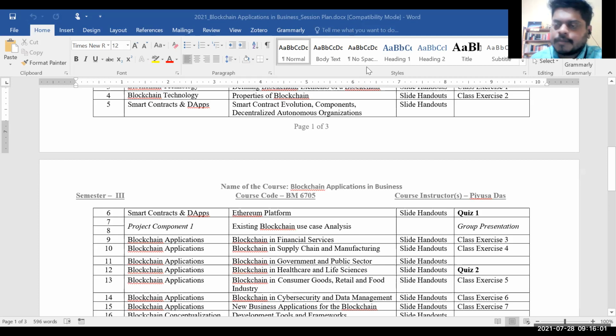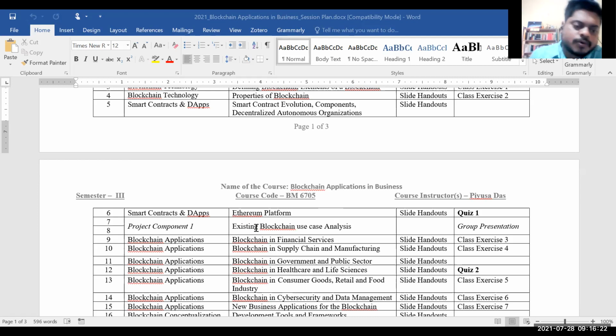Before that, based upon your interest area, you can search on the internet, and that will be your project component one. Some of you have already started using a mining rig. You can choose your own use case and explain it in the class.